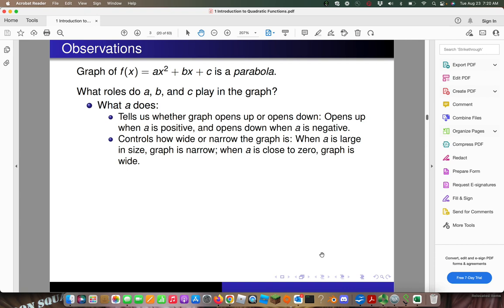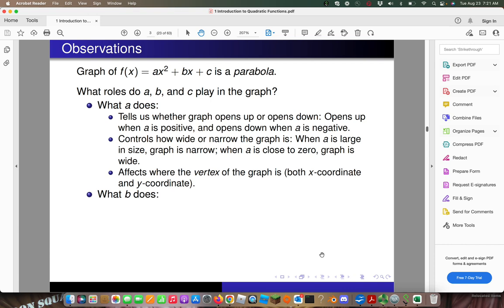So when A is large in size, the graph is narrow, but when A gets close to 0, either as a positive number or as a negative number, the graph is going to be very wide. It also affects where the vertex of the graph is, and if you recall, it affects it in two different ways. It affects both the x-coordinate and the y-coordinate of the vertex. And by the vertex, I mean either the very top of the graph if it opens down, or the very bottom of the graph when it opens up. That part of the graph is going to change as A changes. And again, it'll change both vertically and horizontally.